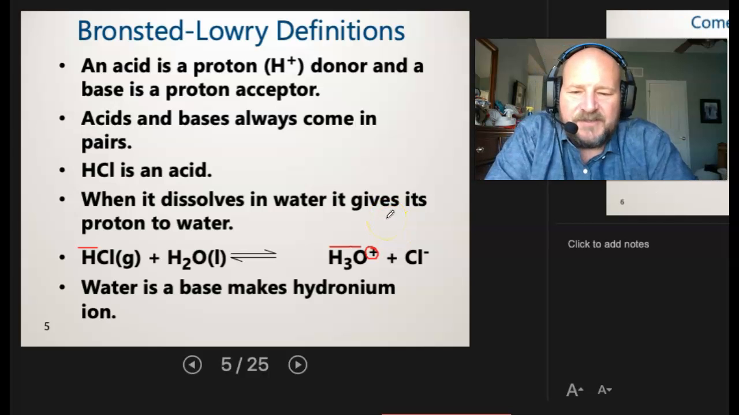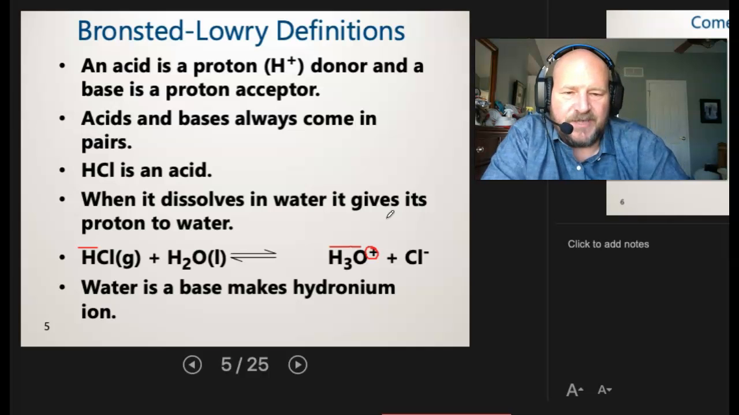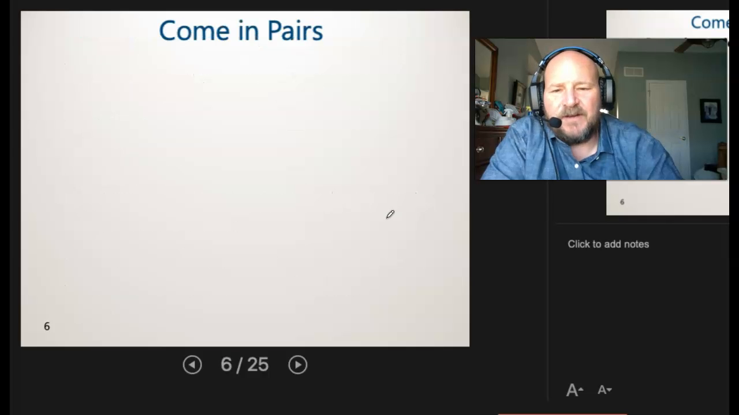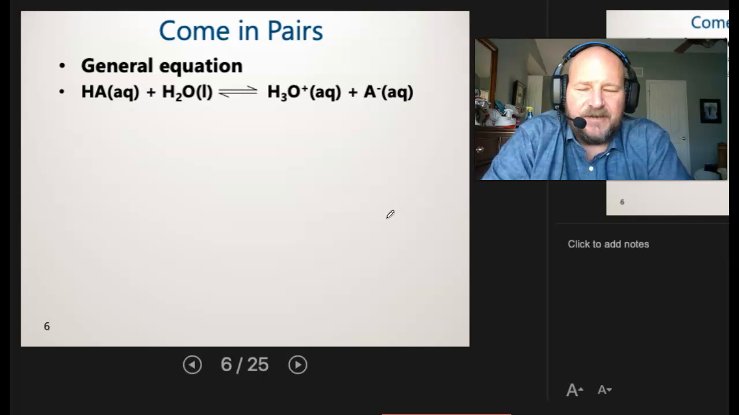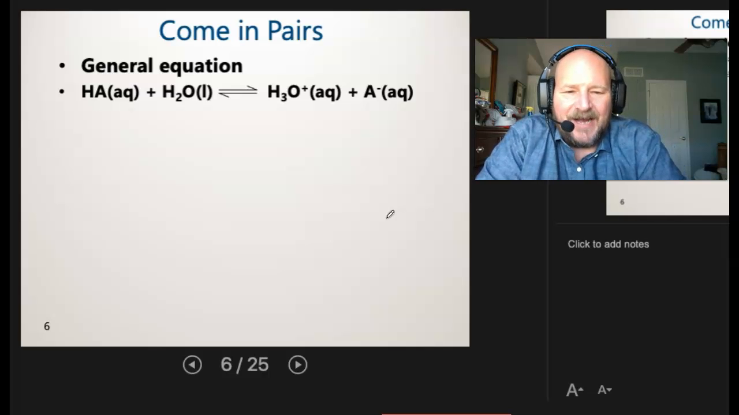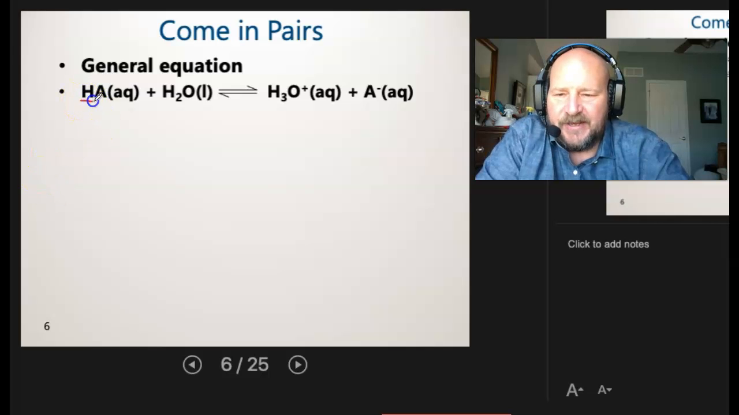Now water is a base. In this case, it's going to make what we call the hydronium ion. So the hydronium ion is now going to be the acid. It's accepted the proton. Now remember, we said they come in pairs, and so our general equation then won't always have HCl in it. It's going to have any anionic acid. So we represent that with HA.